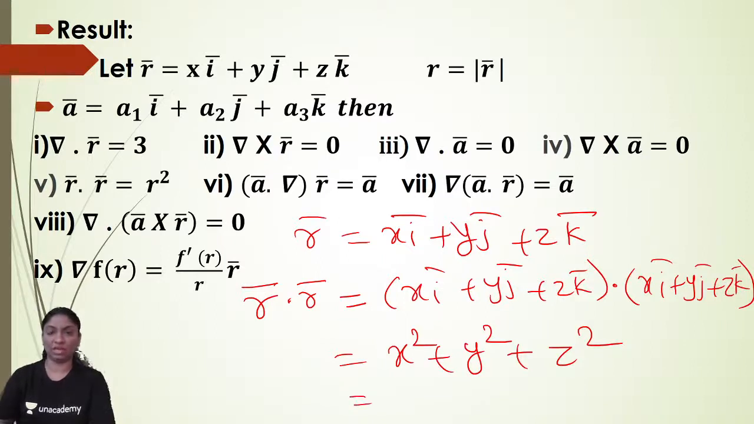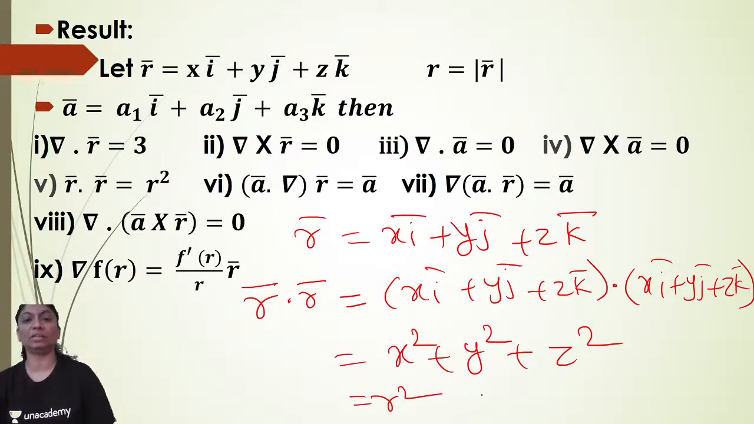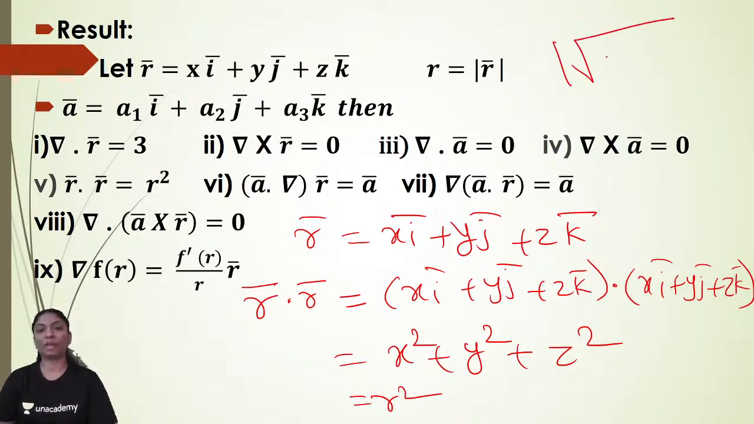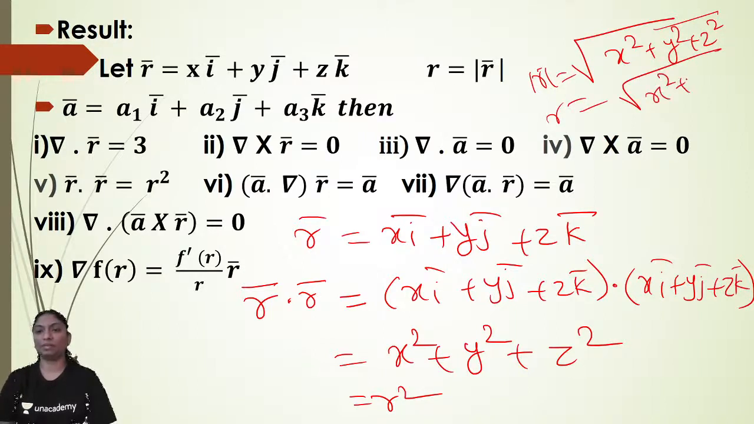So if you see here, r square is equal to the same. Many times we will use r bar dot r bar is equal to r square, where r is equal to mod of r bar, and mod of r bar is the square root of x square plus y square plus z square, right? And mod of r bar is equal to r, it means r is equal to the square root of x square plus y square plus z square. So r square will be x square plus y square plus z square.